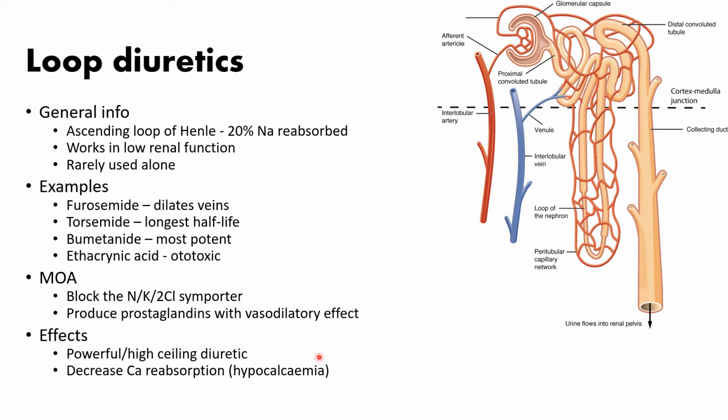So effects. As I said, loop diuretics are very powerful. They are the high-ceiling diuretics, which means that they create the maximal diuresis effect, the maximum water loss. And they decrease calcium reabsorption. They produce hypocalcemia, in contrast with thiazide diuretics that increase calcium reabsorption and actually produce hypercalcemia.